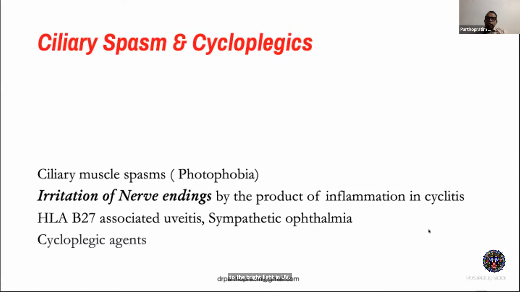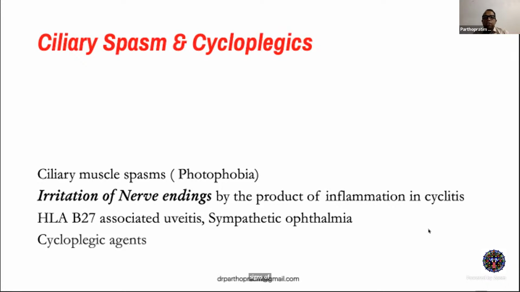The ciliary body is innervated by the trigeminal nerve, and the pain is caused by the irritation of the nerve endings by the products of the inflammation in cyclitis. So this is more evident in cases of HLA-B27 uveitis and sympathetic ophthalmia. So often the patient will come to you and complain of ocular pain even when there are very limited clinical signs of uveitis. And this happens because of the very early cyclitis.